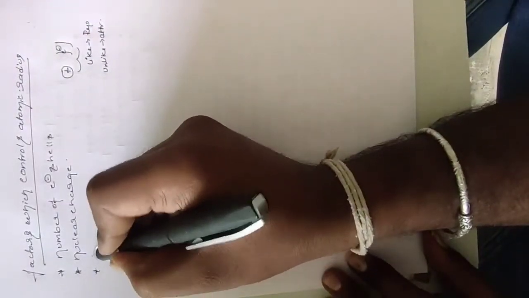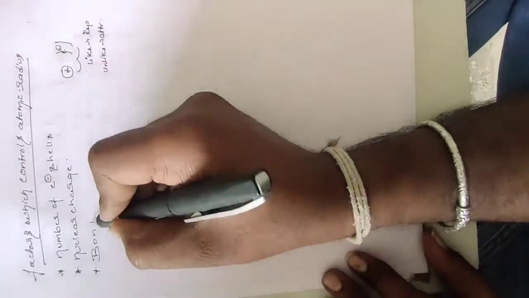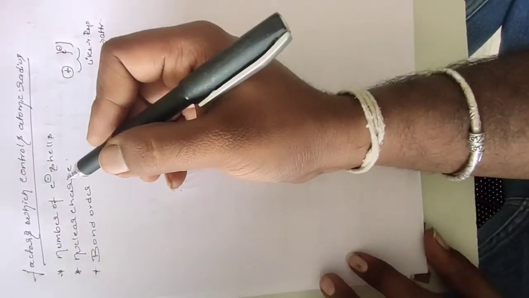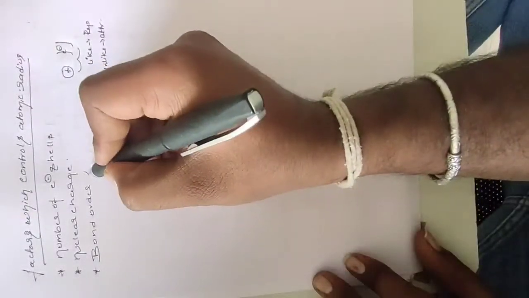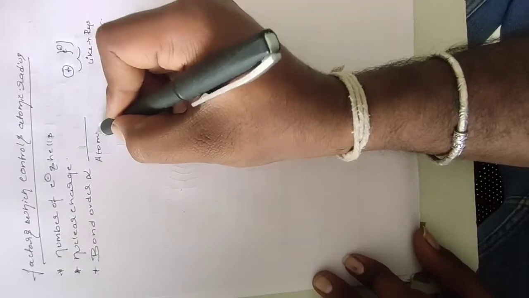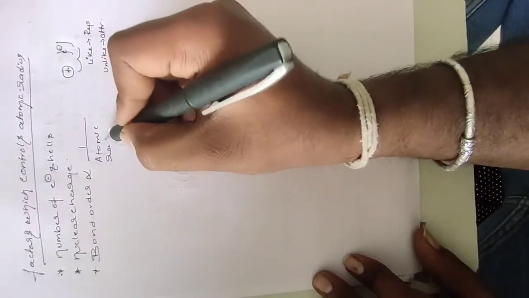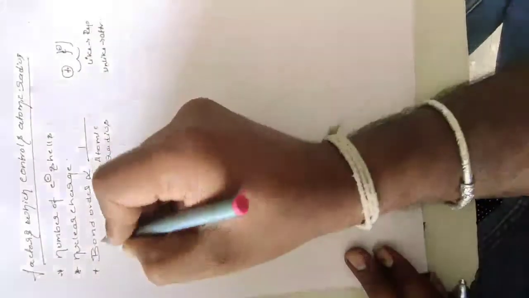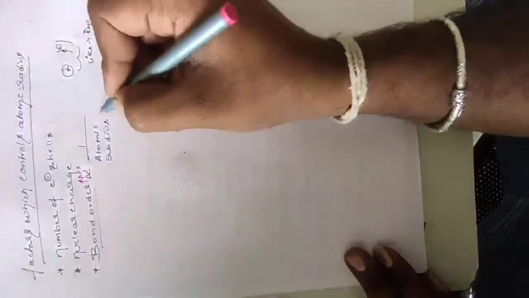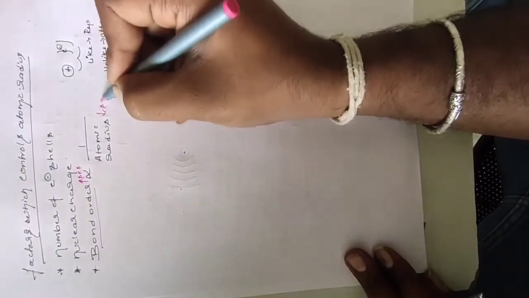Next, third, bond order. Bond order is inversely proportional to atomic radius. If bond order increases, then atomic radius decreases.